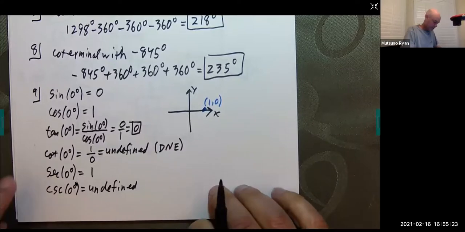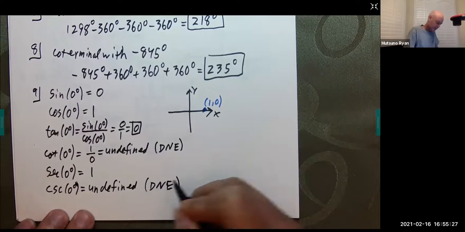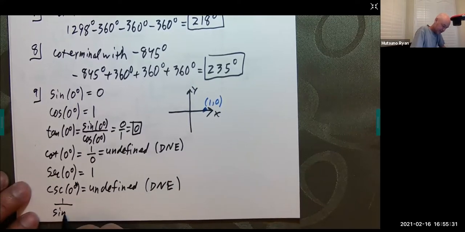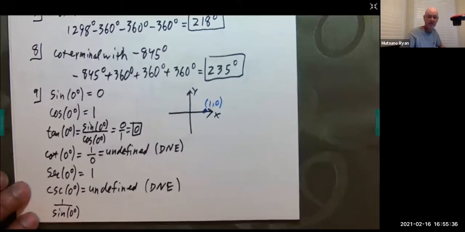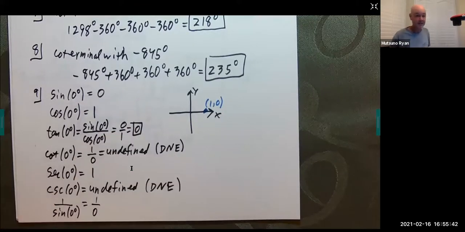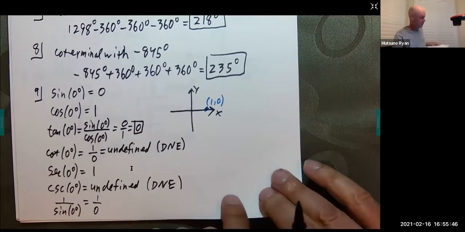Secant, or DNE. This is the same as 1 divided by the sine of 0 degrees. Make sure I'm still in frame there. I am. And sine of 0 is 0. So again, we have that same problem. We can't divide by 0. All right.